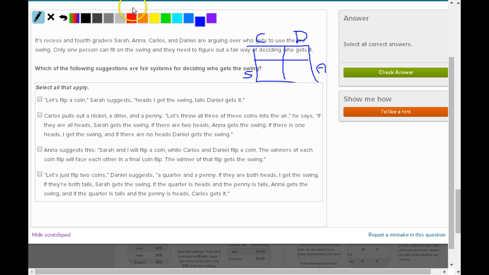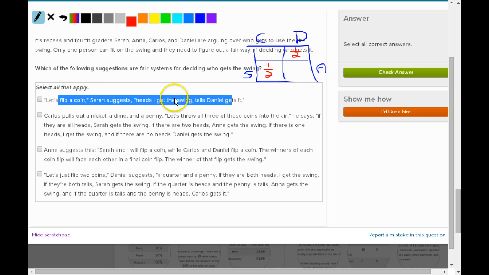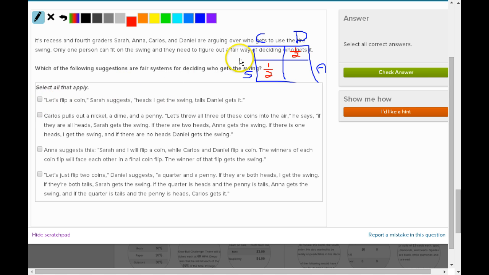So let's go through these one at a time and see what they suggest and think about what the probabilities would be. The first one says Sarah suggests, let's flip a coin. Heads, I get the swing. Tails, Daniel gets it. So what are the outcomes? Sarah has a 1/2 probability, and Daniel has a 1/2 probability, right? There is no probability for Carlos or Anna, so it's pretty obvious this one is definitely not a fair system, so we're not going to check it.